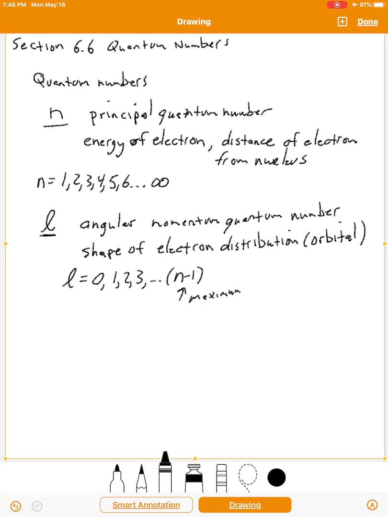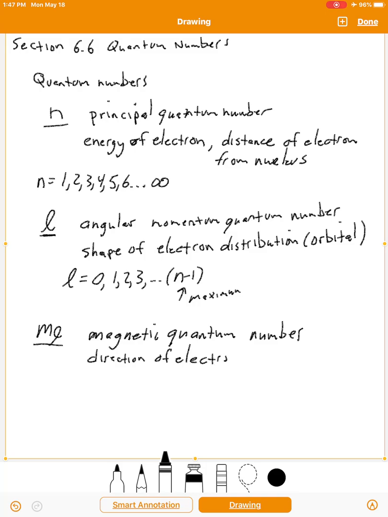The third quantum number is m sub L, and this is called the magnetic quantum number. It actually has a couple of different names, but I'm going to call it the magnetic quantum number, because one of the other names is very difficult to pronounce, so I won't even worry about it. Okay? This gives us the direction of the electron distribution, which way it's pointing, of what we would call an orbital, which we'll look at in great detail in the next section. So these are the three quantum numbers.